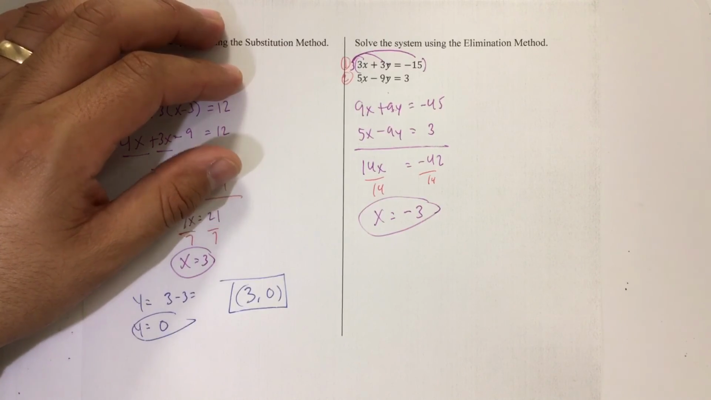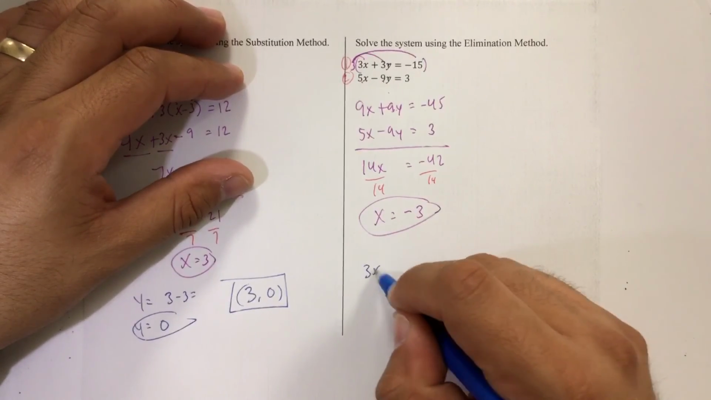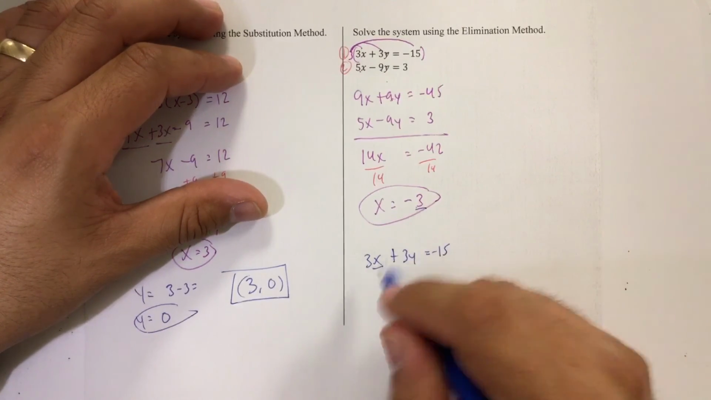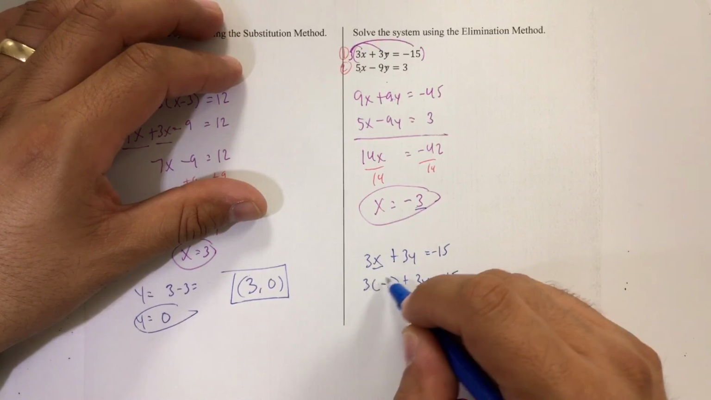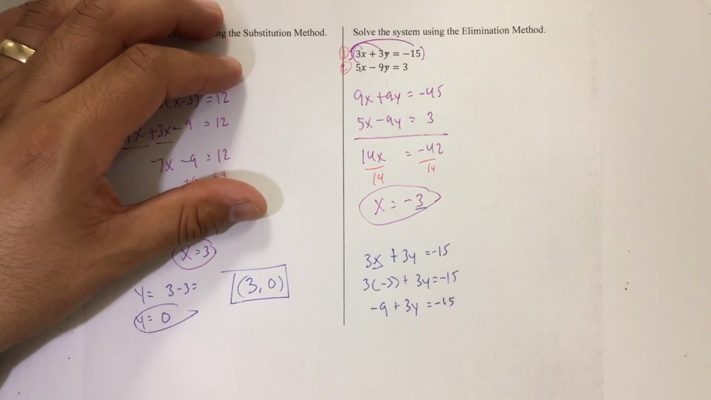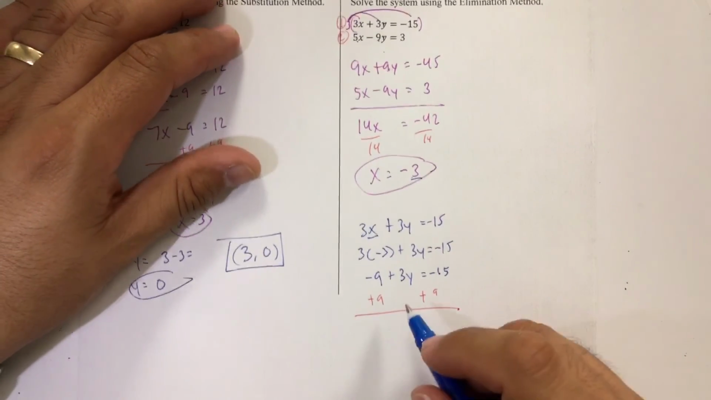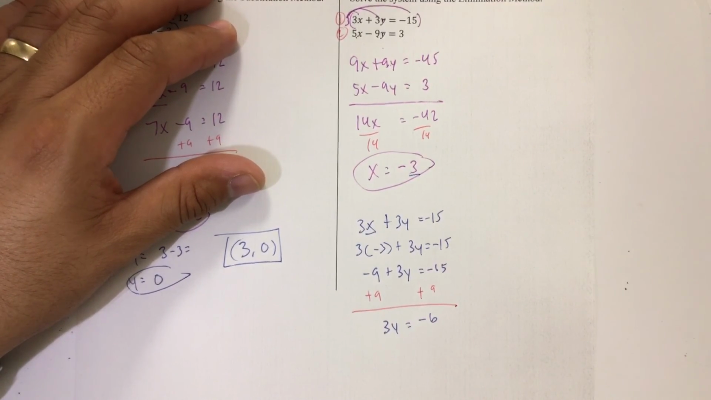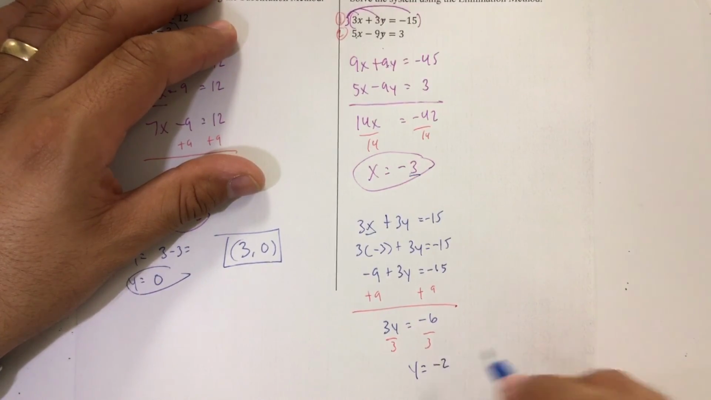To get our y value, we're going to simply plug it into one of them. None of them are solved, so let's go with the first one. 3x plus 3y equals negative 15. We're going to change this x to negative 3. Three times negative 3 is negative 9. We're going to add the 9 over to isolate the 3y. 3y equals negative 6. Divide by 3, and y equals negative 2.